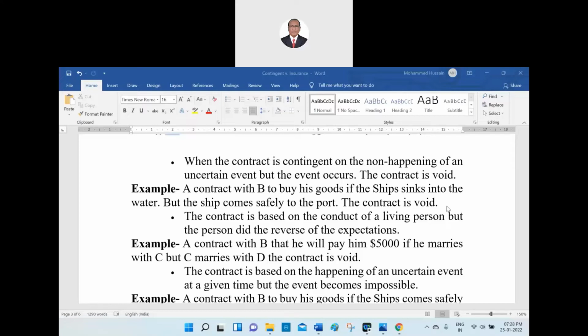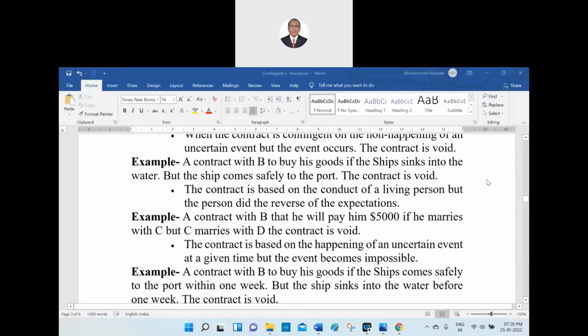Now let us see the example. A contract with B, that A will pay him, say, $5,000 if he marries C, but C marries D. The contract is void because she is no more there, because she is the wife of somebody else. The probability is there that D may die, then she becomes a widow, then he will marry A. That is a probability for a later part, but for the time being it is a void contract. Is it clear? Yes, sir.